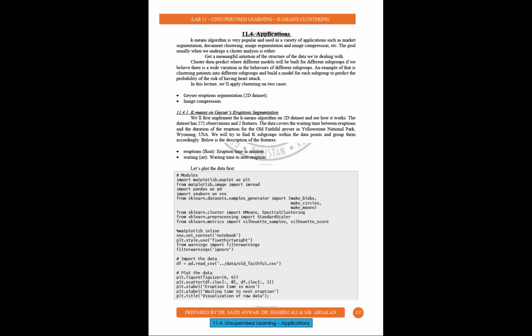We'll try to find K subgroups within the data points and group them accordingly. Below is a description of the features.